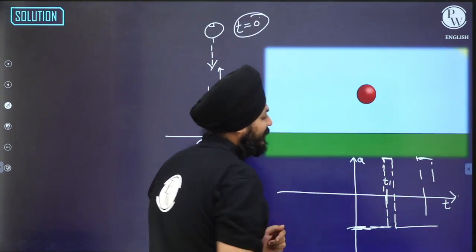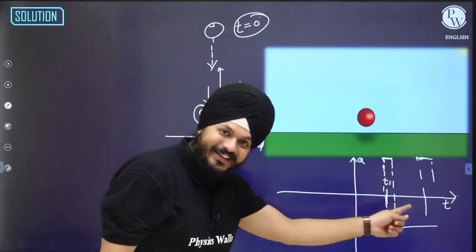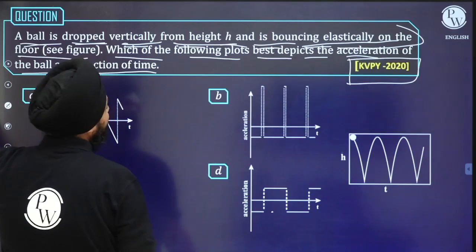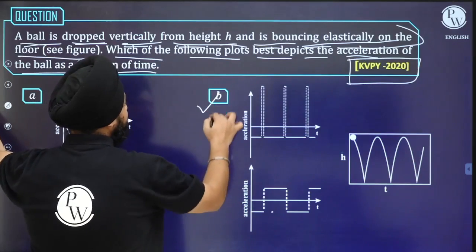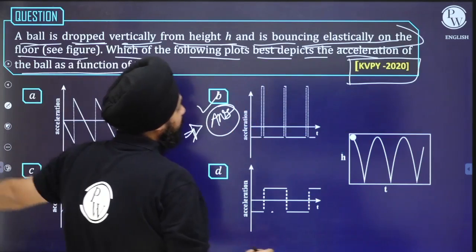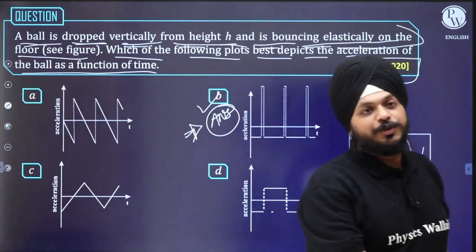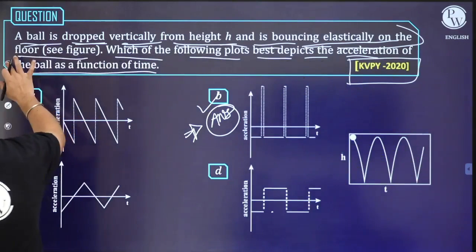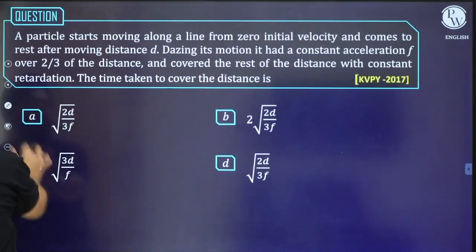Right? Okay. So the graph will be like this way. Right? So yes, B is the perfect answer for this specific question. Now, this was a motion under gravity. Now let's move on to the next question.